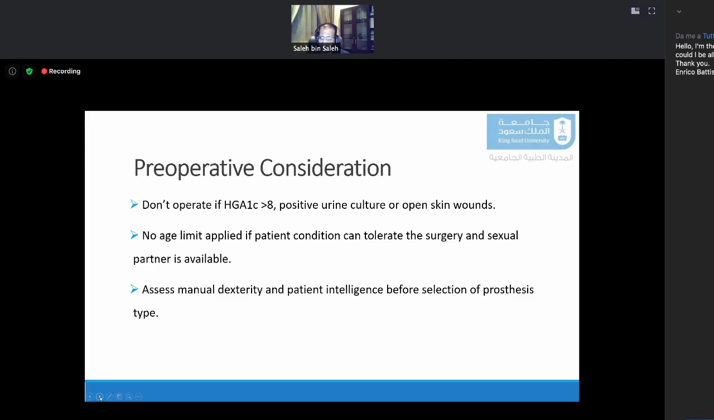We have to assess the patient's manual dexterity when it comes to the options of penile prosthesis. Patients who have compromised manual dexterity should be counseled against using inflatable prosthesis, unless the patient has a very willing and adherent partner who can help him in the pump activation and deactivation. Otherwise, this patient might be served very well with a malleable penile prosthesis. Next slide, please.